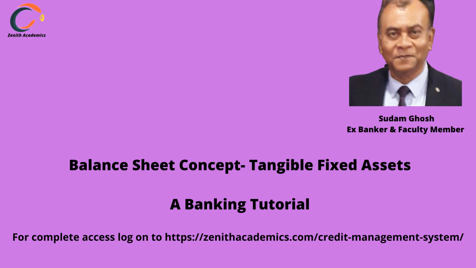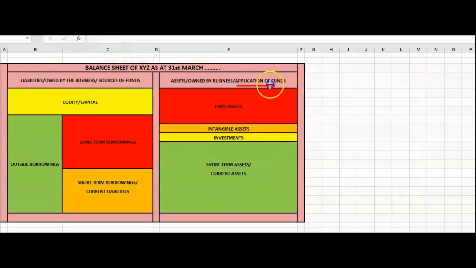In the last lecture, we had discussed the liability side of the balance sheet. Now let's discuss the asset side. The assets are application of funds. The assets can be classified into four main groups. First, fixed assets or tangible fixed assets. Then intangible assets, and then investments, and finally the current assets or short-term assets.